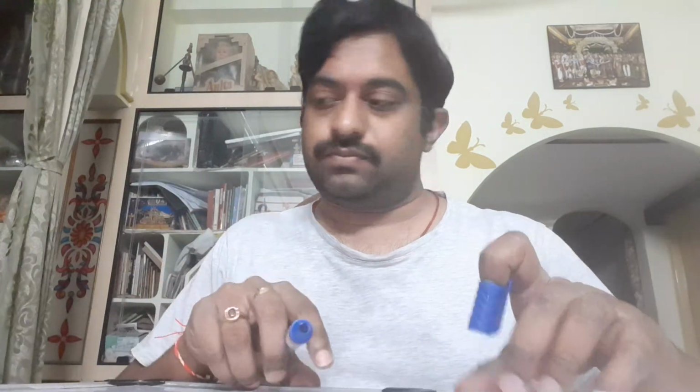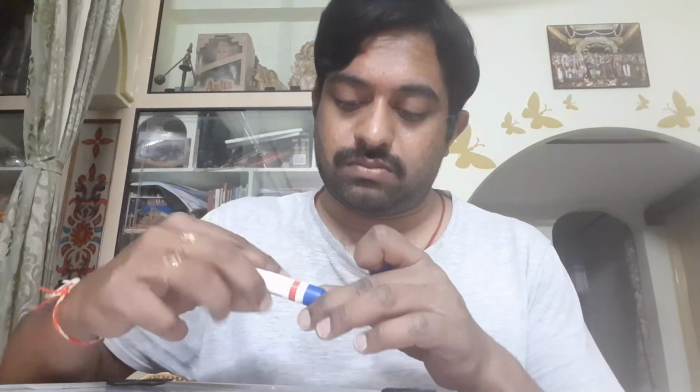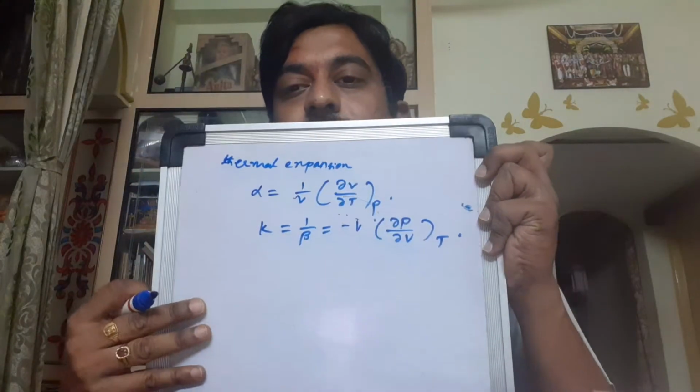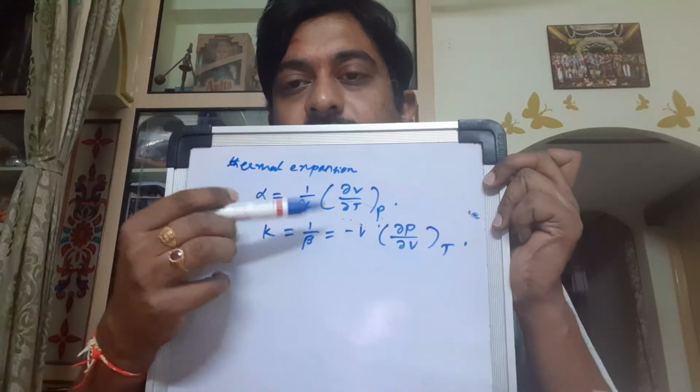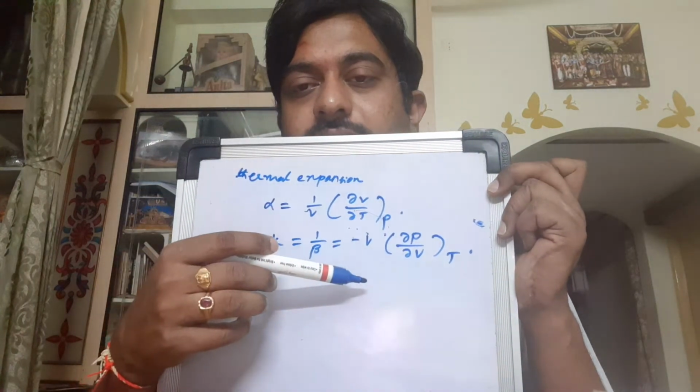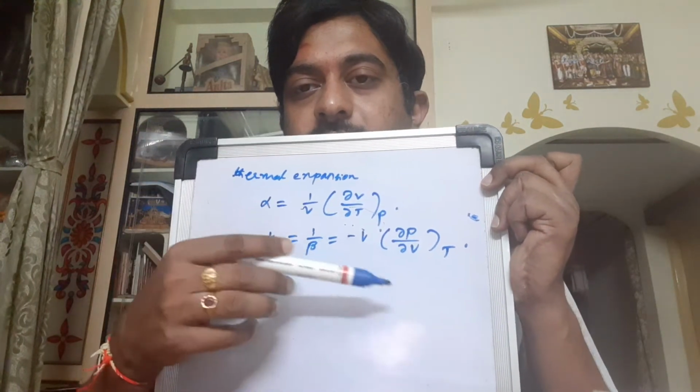So now we have seen two terms, thermal expansion alpha and K. K is equal to 1 by beta is equal to minus V dou P by dou V at constant temperature. You can really observe the equations, how much similar they are. There is no need to panic.